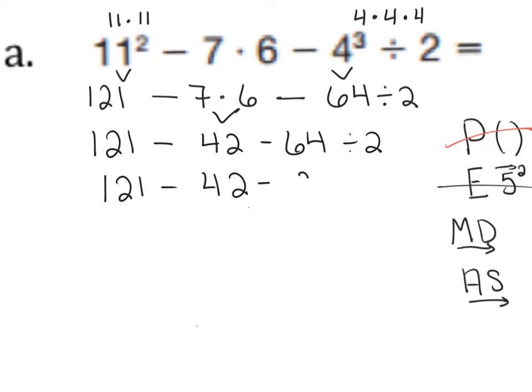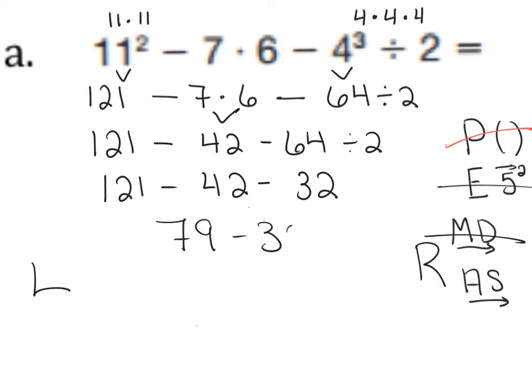64 divided by 2 is 32. So now I'm done with multiplying and dividing. So next we have adding and subtracting, left to right. So remember, this is the left side, this is the right side. So 121 minus 42 is going to give me 79 minus 32.